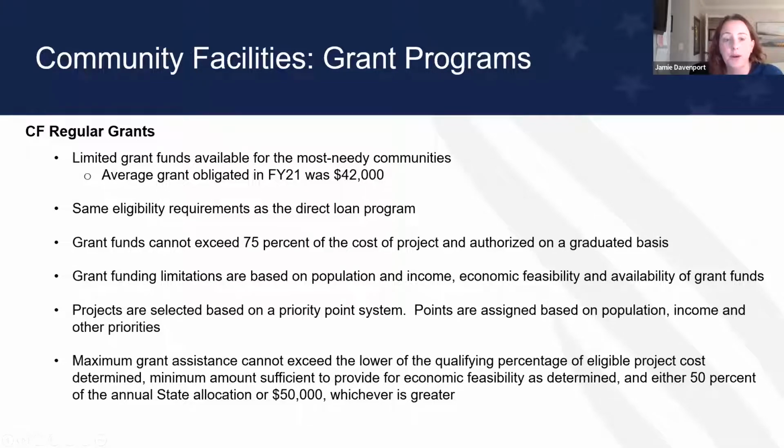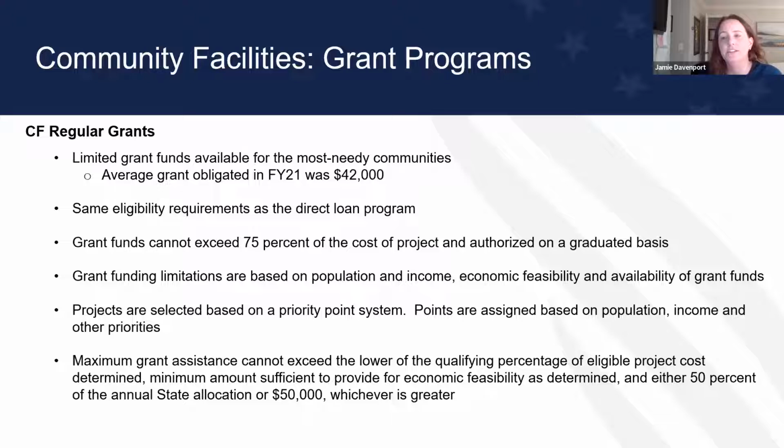Okay, so the grant program. I pulled out 3 of our grant programs to highlight for you today. The first is what we refer to as CF regular grants. These are our regular normal grants. As I wrote that, I thought that's a funny way of us calling it that, but our regular grants. We typically receive about $30 million in funding for our regular grants each year.